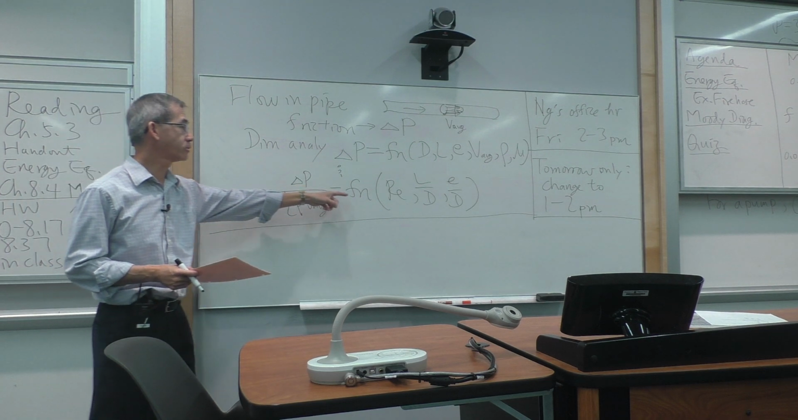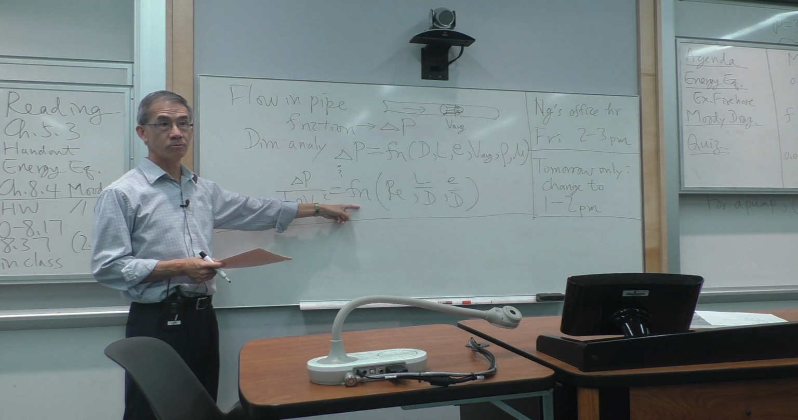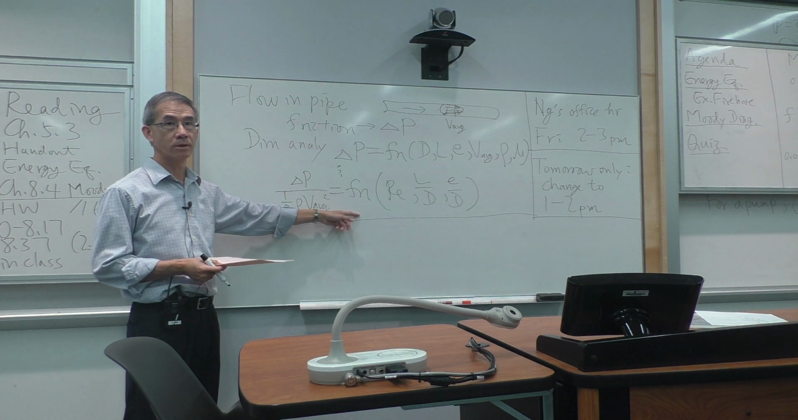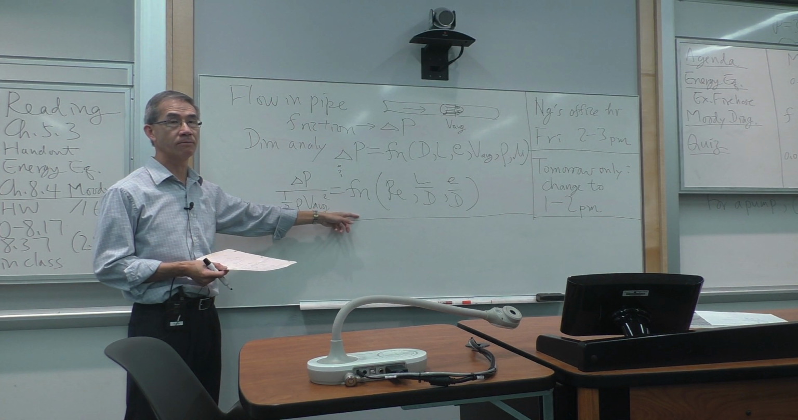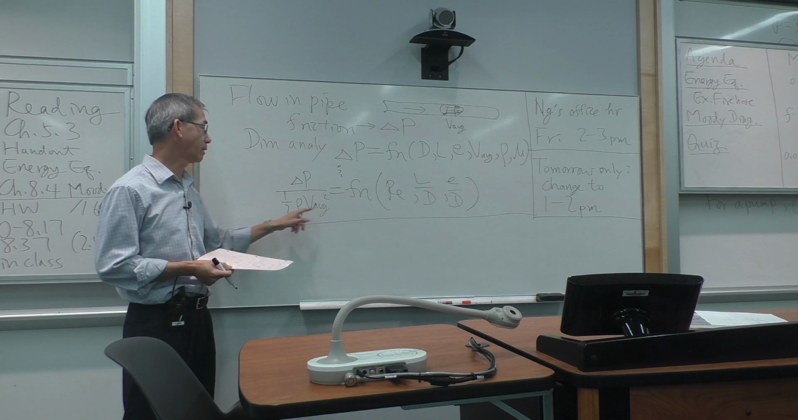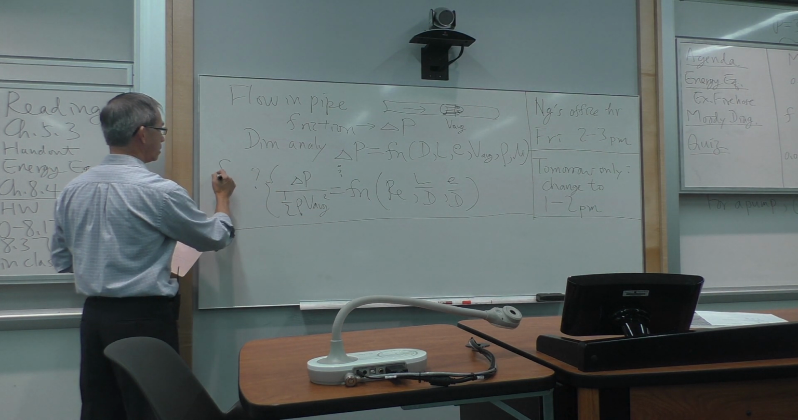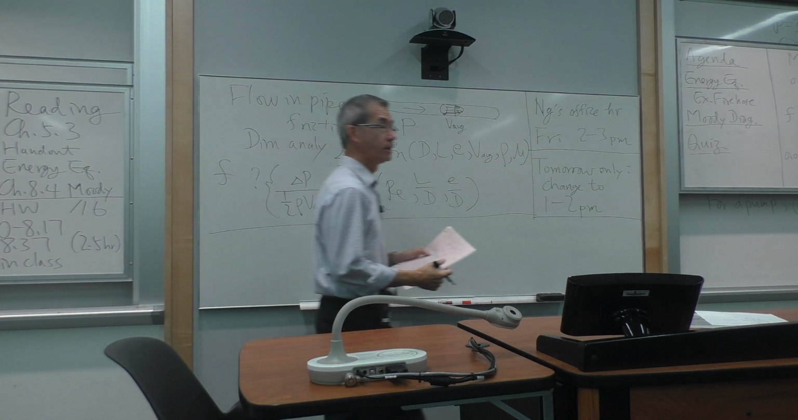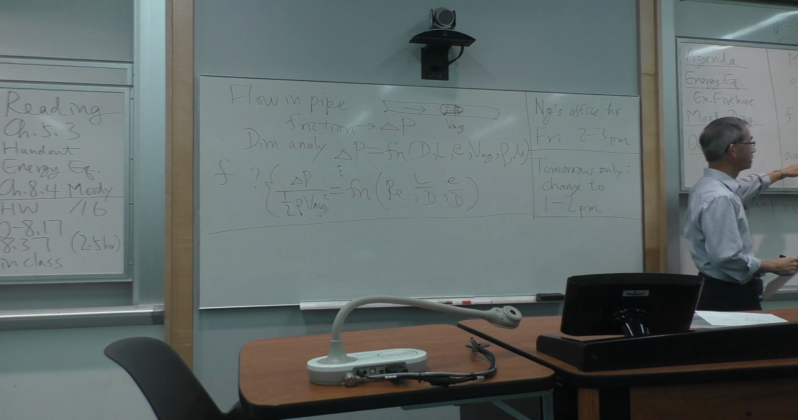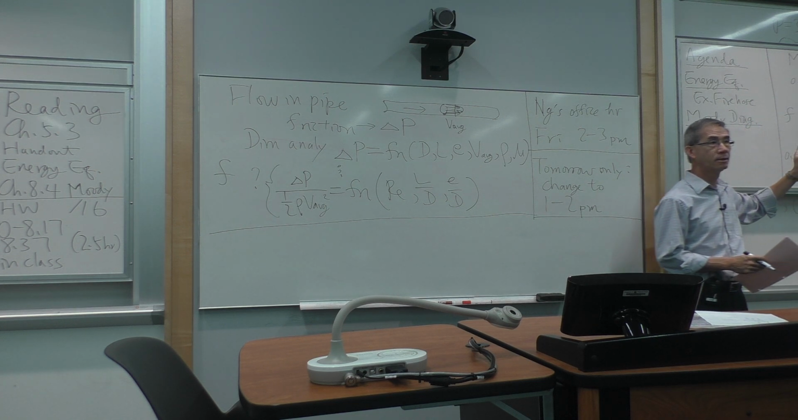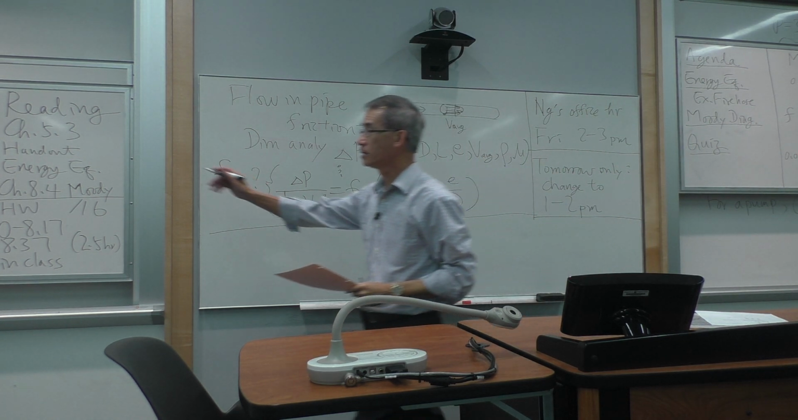To obtain this function, Mr. Moody had to do a lot of experiments. And your homework is kind of related to how the experiment can be done, so that I can somehow change this to a friction factor. And this now becomes the famous Moody diagram. The question is, how do I make that link? And that is through the energy equation.